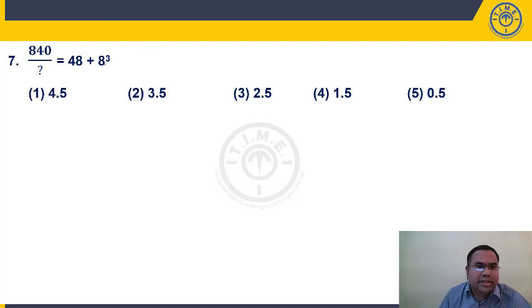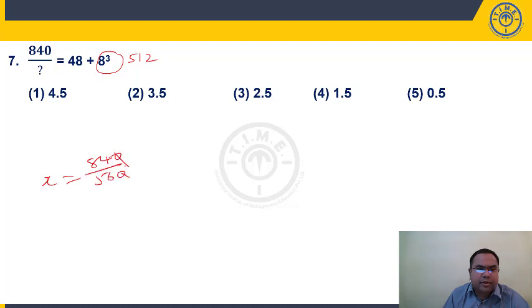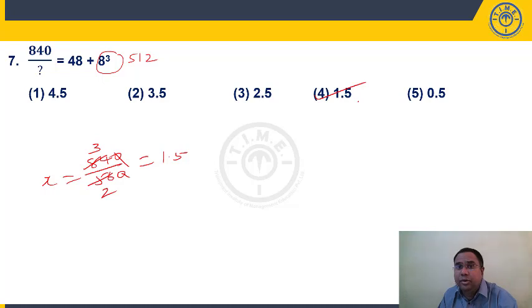Question number 7, students. 8 cube. 840 by x is equal to 48 plus 8 cube. 8 cube is how much? 512. So it's 560. x is equal to 840 by 560. Right? 28 3s 84, 28 2s. 3 by 2 is 1.5. 1.5 is present in the fourth option.